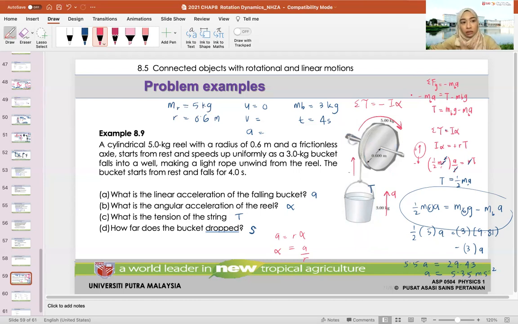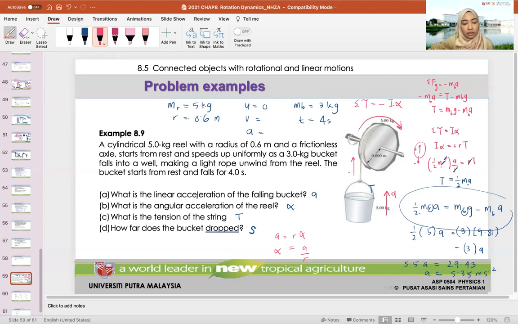So the direction, clockwise or anti-clockwise, and then putting the subscript for your masses. The third one is to substitute into linear quantities if you need to. Okay, A equals R alpha, V equals R omega. So those are the 3 tips I can give you. Hopefully it will help you.